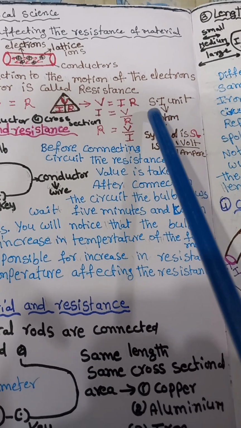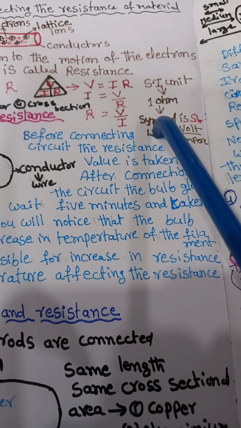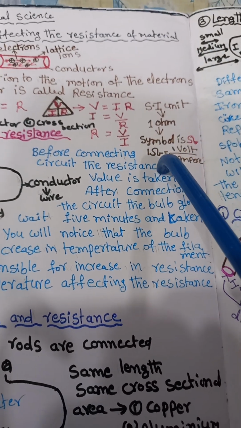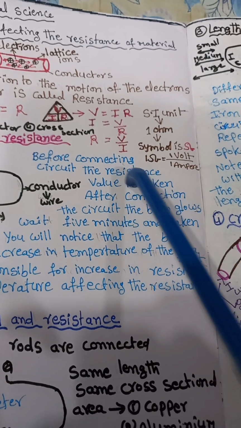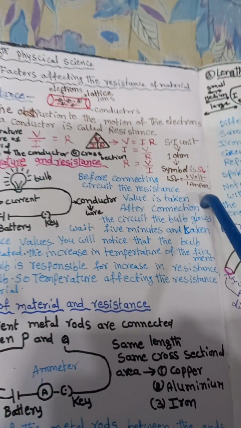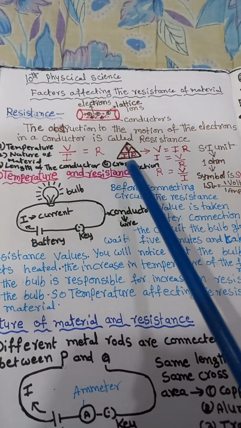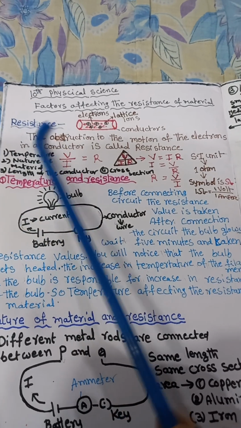And the SI unit is ohm, and the symbol is like this. 1 ohm is equal to 1 volt by 1 ampere. So this is all about the resistance.